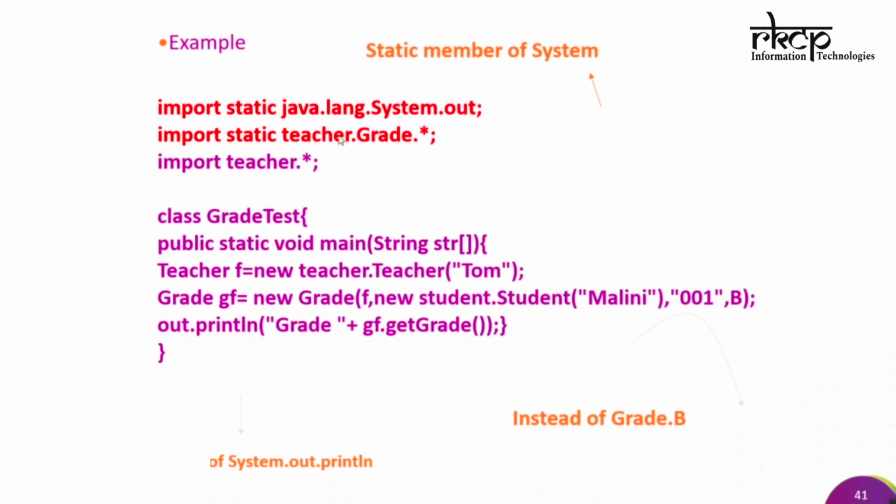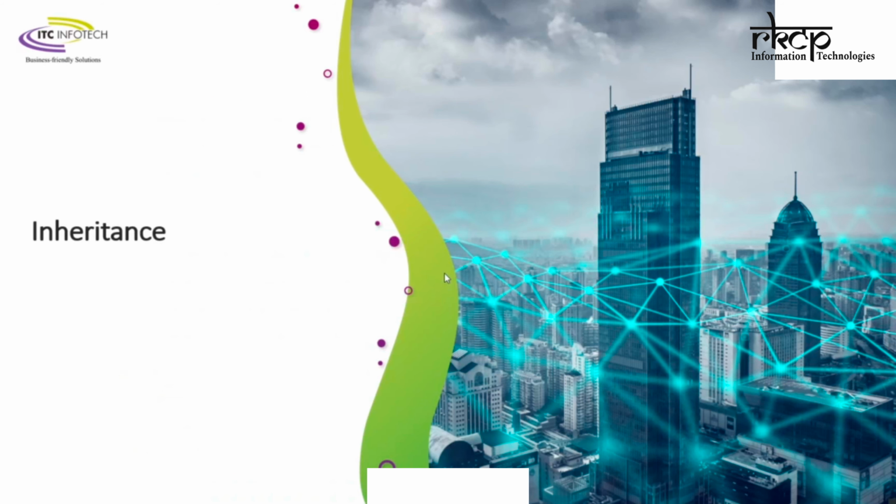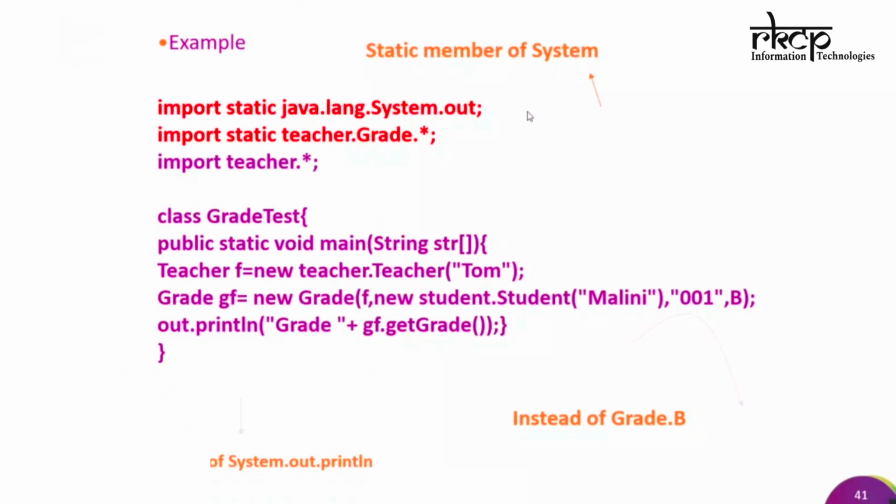In the same way, inside my teacher class, the grade class has some static members. I want to import those static members and access them directly. I hope you are able to understand how to use static members. I hope you all understand up to this stage. When I show the practical part, you will get all of this in detail.